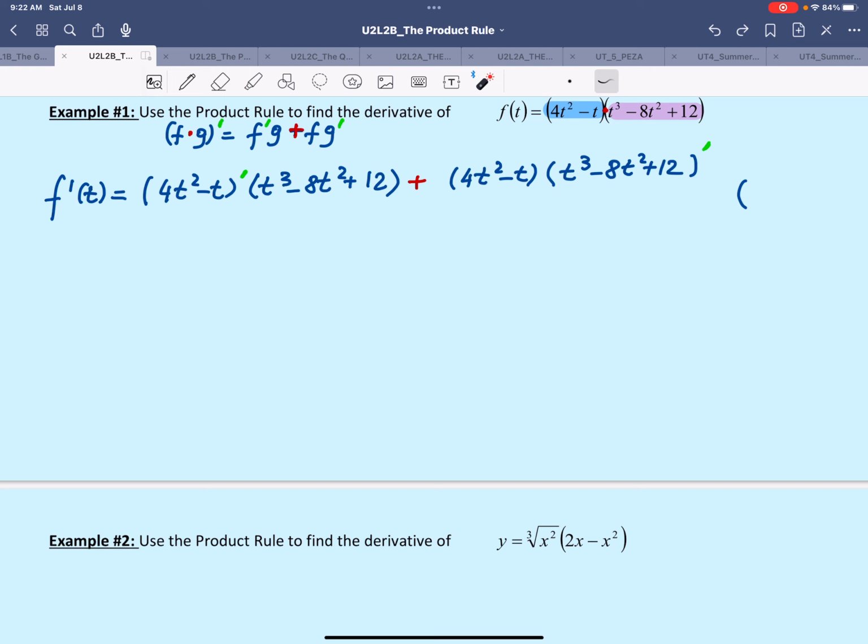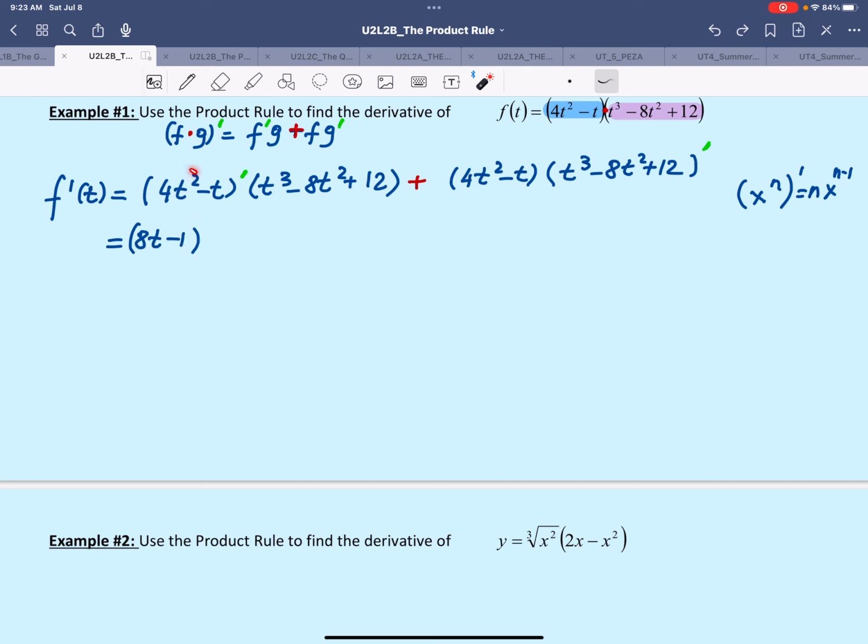So f prime of t then would be equal to the derivative of 4t squared minus t. Now remember that this is just application of the power rule in differentiation, and the power rule states that if you have x to the power of n, the derivative of it would be equal to the power n becoming a coefficient, and the power reduced by 1. So n x to the power of n minus 1. We'll use this formula to find the derivative of the first function here.